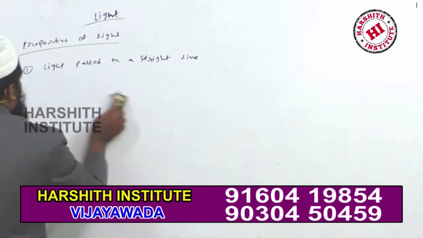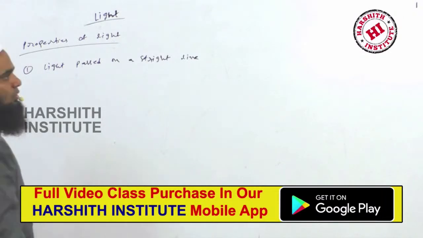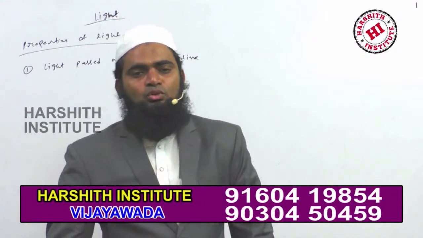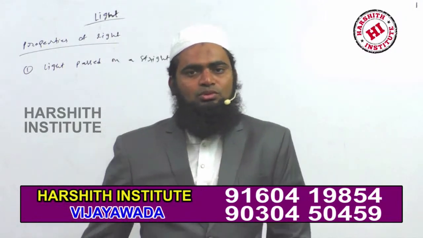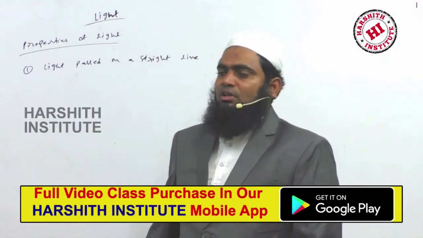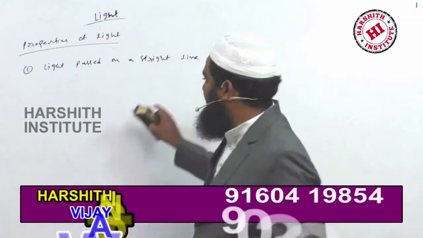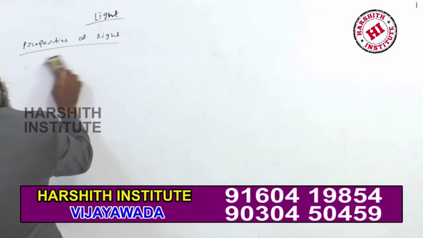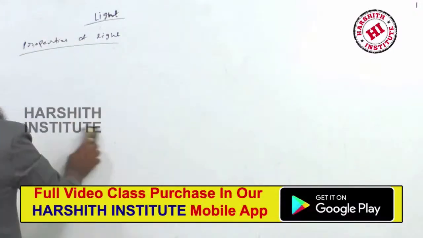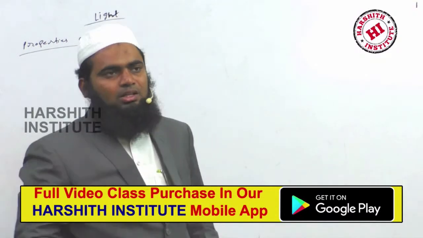So once again, light always passes in a straight line. These examples are formation of shadow. Second one is formation of solar and lunar eclipse also. They are the different examples. They can conclude that light passes only in a straight line. So this is the first property of light. So this is very easy. Now the second property of light will be here. Now discussing dispersion of light.